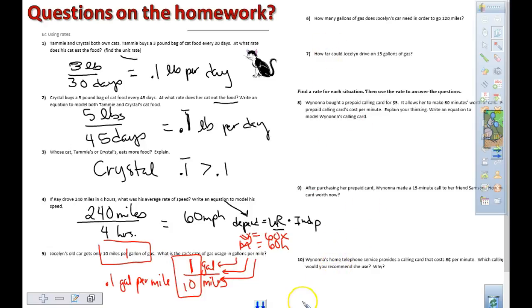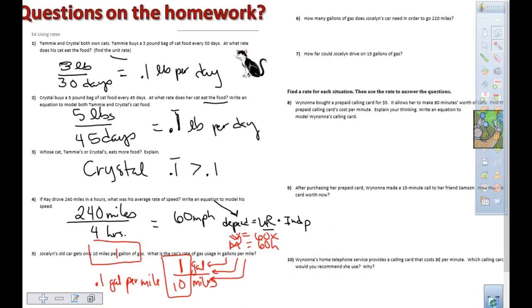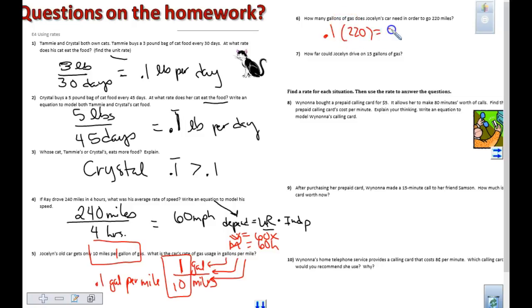Number 6. Kennedy, any idea how you set up number 6 or what you did? Give us an idea how you did it. Okay, so I did 0.1 using number 5. Yeah, I did 0.1, and since you need 220 miles, I did 0.1 times 220, and I got 22 gallons. I like that. 0.1 times 220, right? So we're going to take 0.1 times our 220. Did anyone do it differently? We're going to get 22 here.